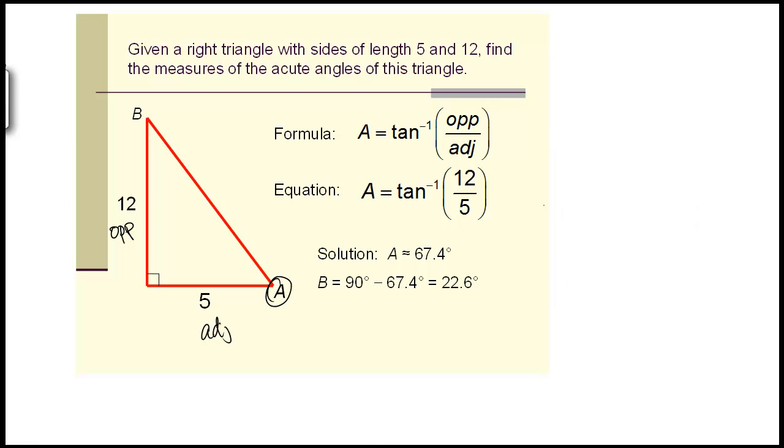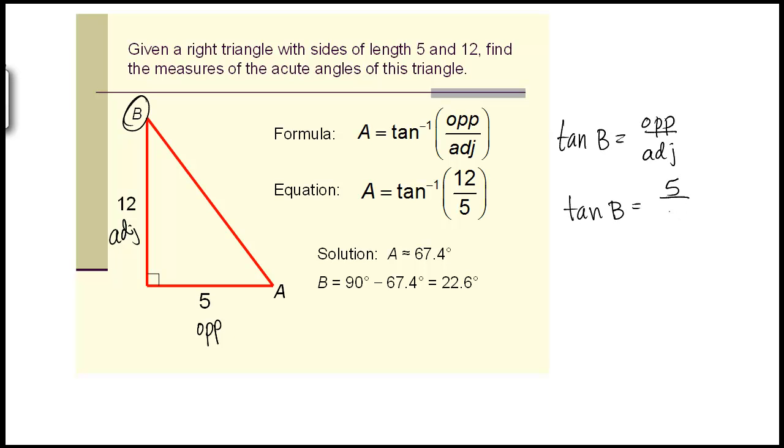Now in terms of angle B, what did they do? They subtracted 90 minus angle A to get 22.6. But we can do the same thing as we did before. With respect to angle B, the 5 is now your opposite, your 12 is now your adjacent. So the tangent of angle B is opposite over adjacent. Tangent of angle B is 5 over 12. That means that angle B is going to be the tan inverse of 5/12. And you should get 22.6 degrees.